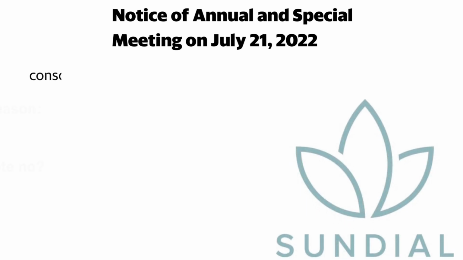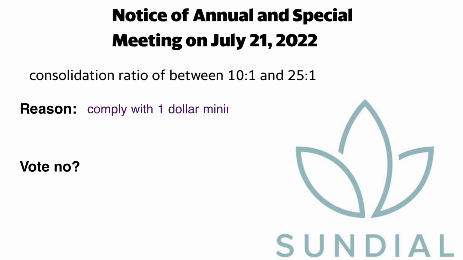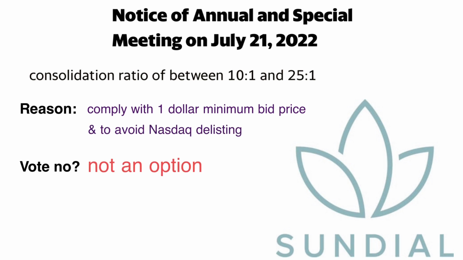The shareholder meeting on July 21st is going to seek approval of shareholders to consolidate existing shares at a ratio anywhere from 10:1 to 25:1, to comply with the Nasdaq's $1 minimum bid price and subsequently avoid delisting. Voting no is not an option, I'll explain.